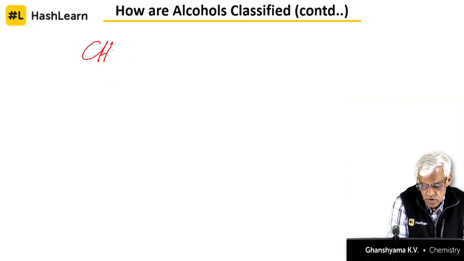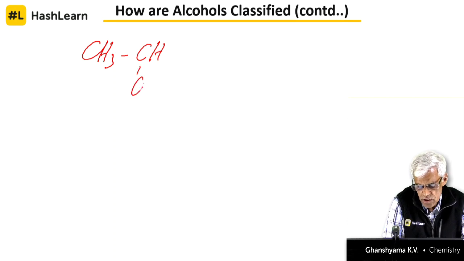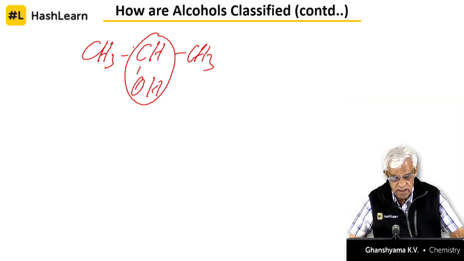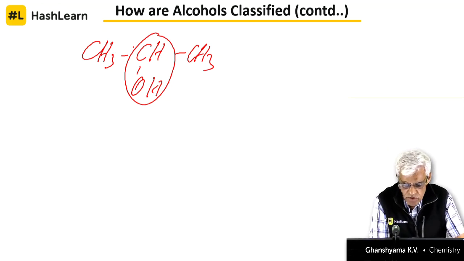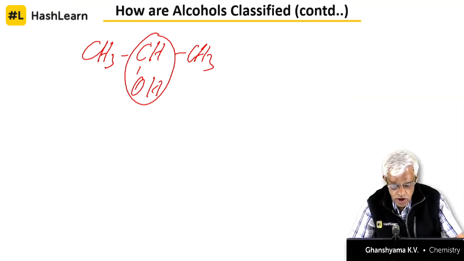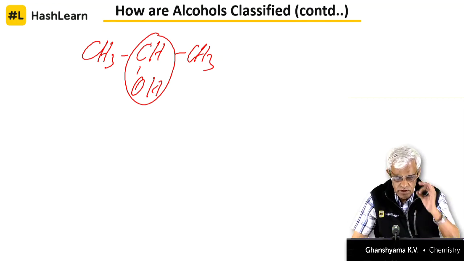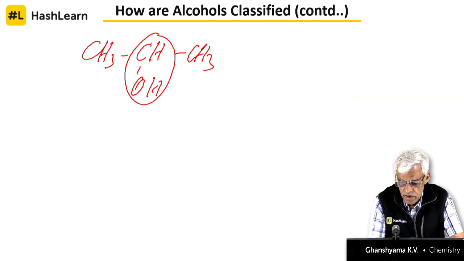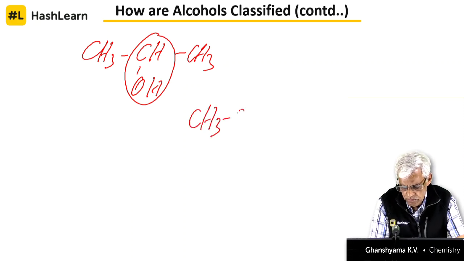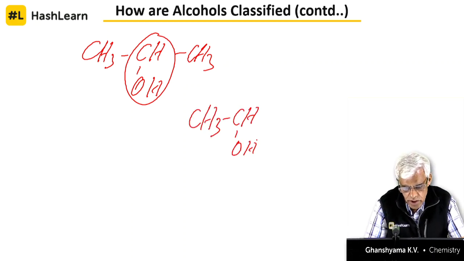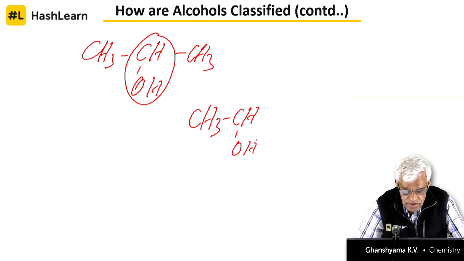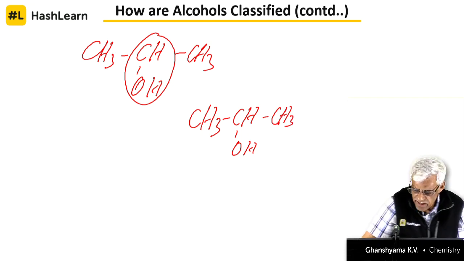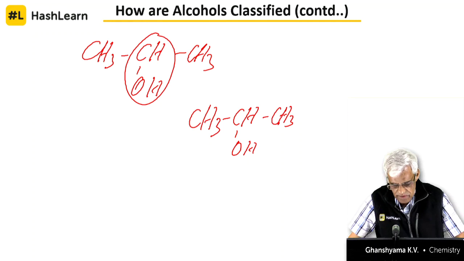Secondary alcohols: CH3CHOHCH3. You see here, the CHOH group, it is secondary. So, the OH group is connected to a secondary carbon atom, or the OH group is connected to a carbon having one hydrogen atom. Very, very simple way of remembering. One more, CH3CHOH. This is a secondary alcohol.